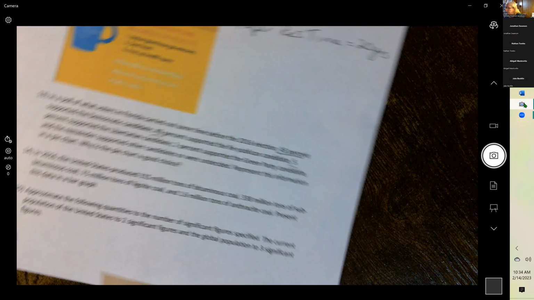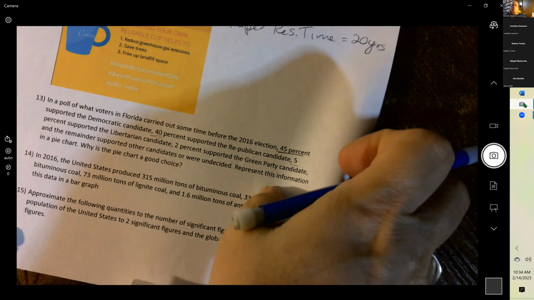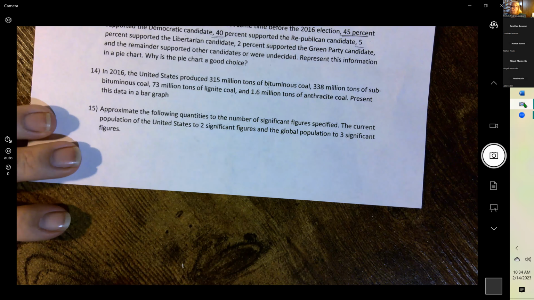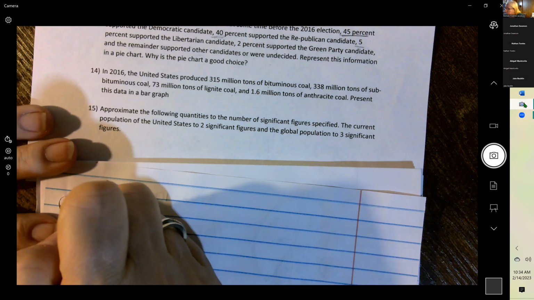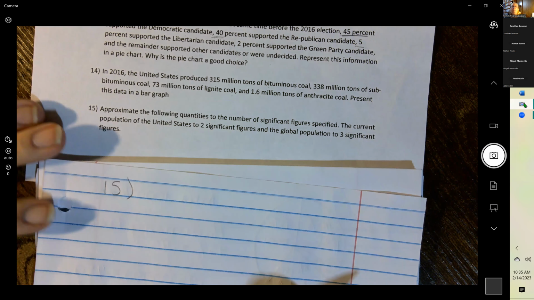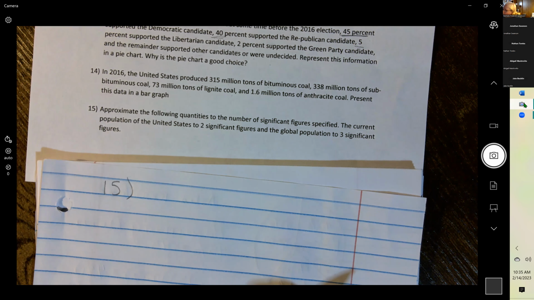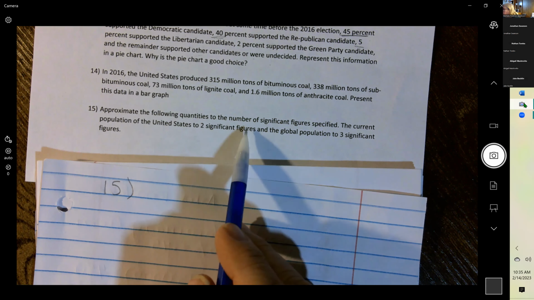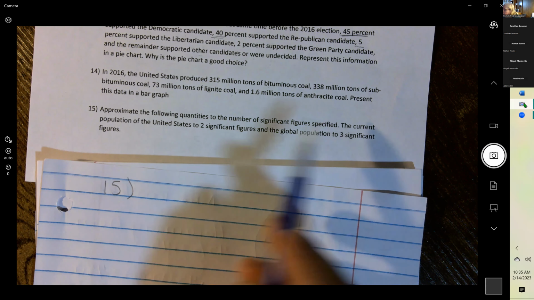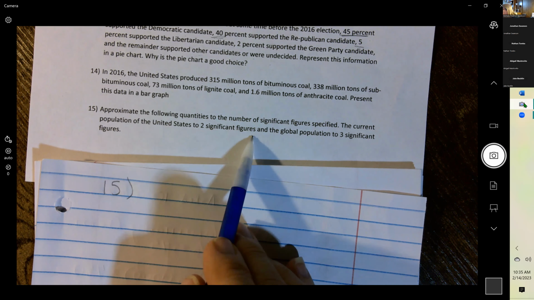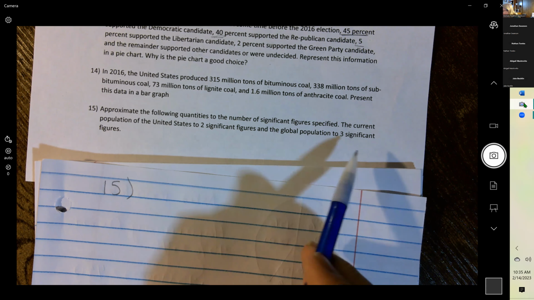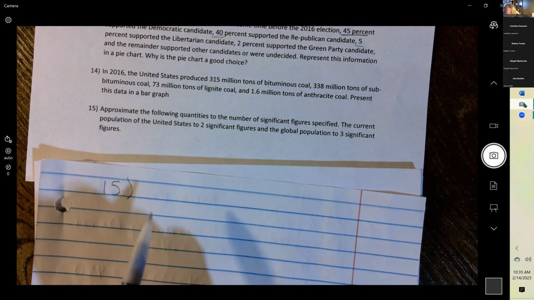Number 13. Wait, we did 13 and 14, those were the graphs. Number 15. Approximate the following quantities to the number of significant figures specified. The current population of the United States to significant figures and the global population to 3 significant figures.